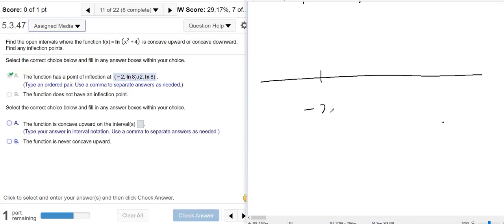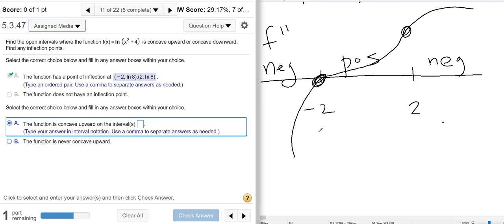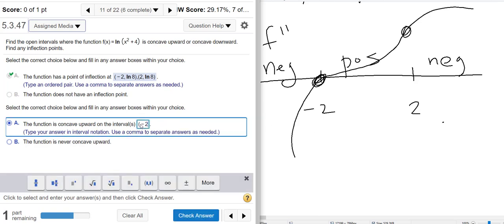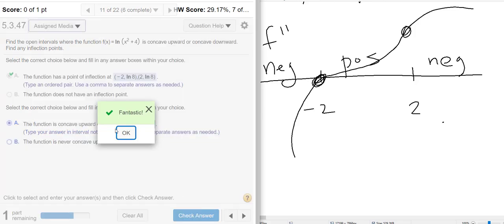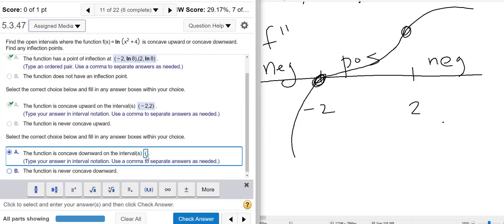So originally when we did our second derivative, remember our second derivative test? We had that it was negative here, positive here, and negative here. So we had that it was concave down, concave up, concave down. So we set an inflection point here and here. So the function is concave up only from -2 to 2. And the function is concave down, remember, from negative infinity until it got to -2, and then again from 2 to positive infinity.